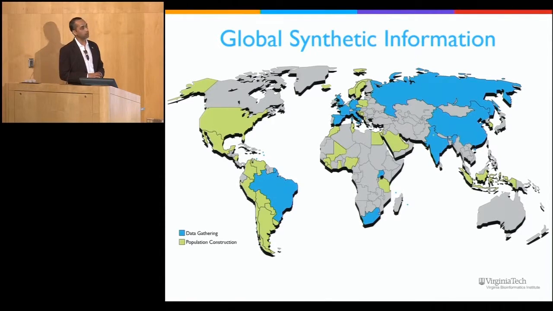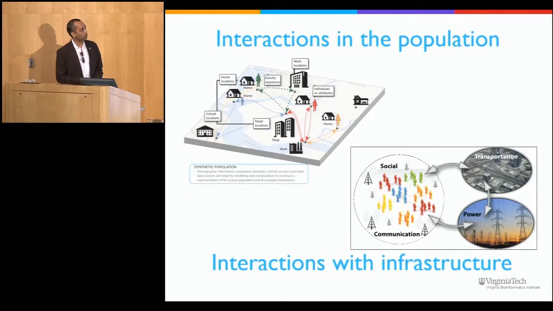So what I want to talk about, though, is what does this enable, right? So when we say we have global synthetic information, what does that mean? And what does that mean for us going forward? What kinds of problems can we look at? So often we say synthetic populations, but really it's much more than that.